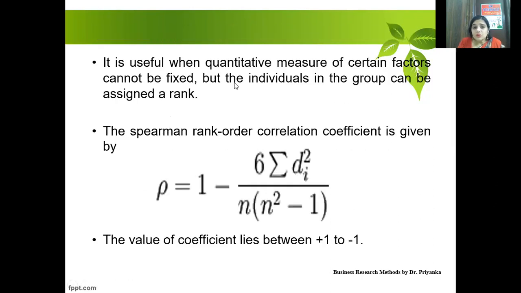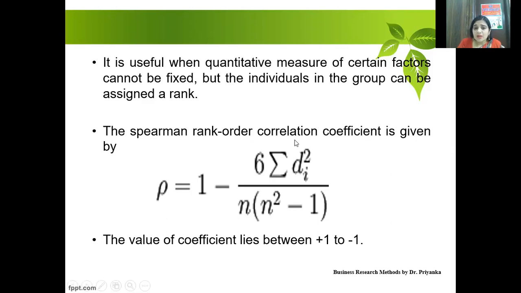It is useful basically when a quantitative measure of certain factors cannot be fixed. Sometimes we cannot calculate data in quantitative values, right? But the individuals in the group can be assigned a rank. Whenever we are talking about ranking data and we want to check the measure of association, then these methods are there. And the Spearman rank correlation test is the most widely used tool for correlation.